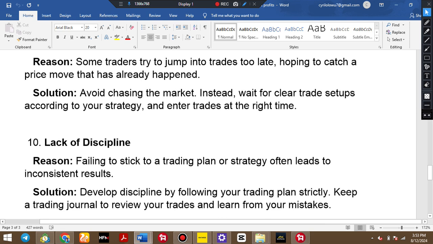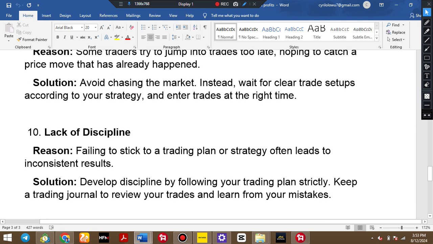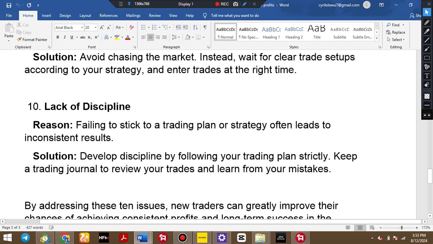Solution to that is avoid chasing the market. Instead, wait for clear trade setups according to your strategy and enter trade at the right time. So if you are a trader and you are always chasing the market, it is a very bad habit. The best thing to do is to wait for price to get to those areas you are expecting it to reverse, or areas where you are expecting it to start pushing up or rise. Then wait for the kind of formation that is going to give you a clear picture that indeed price is ready to either buy or sell before you take your entry.